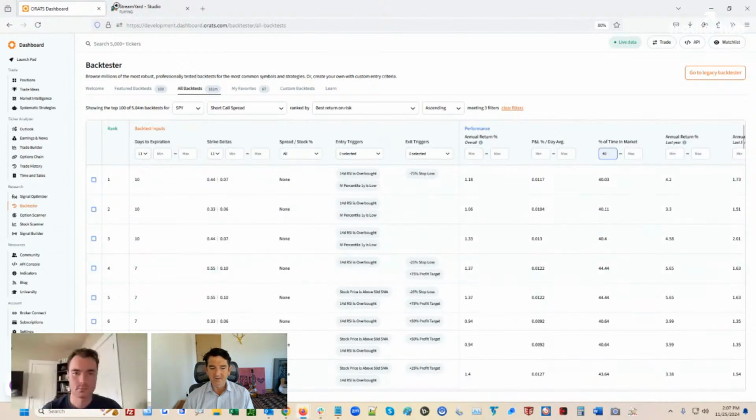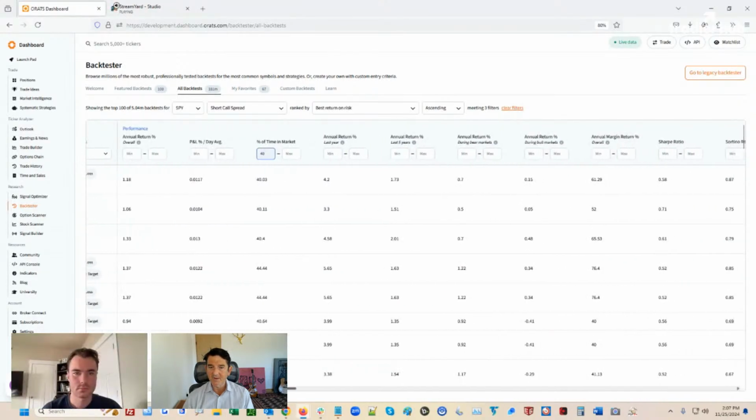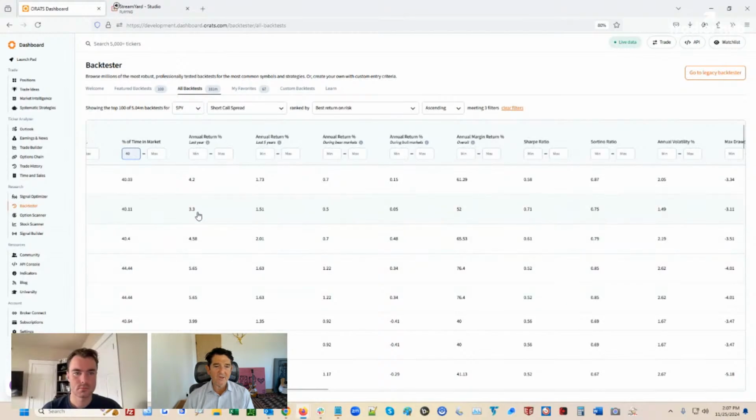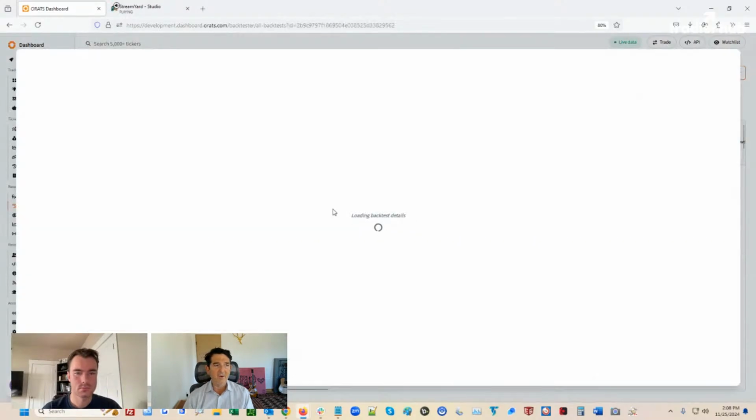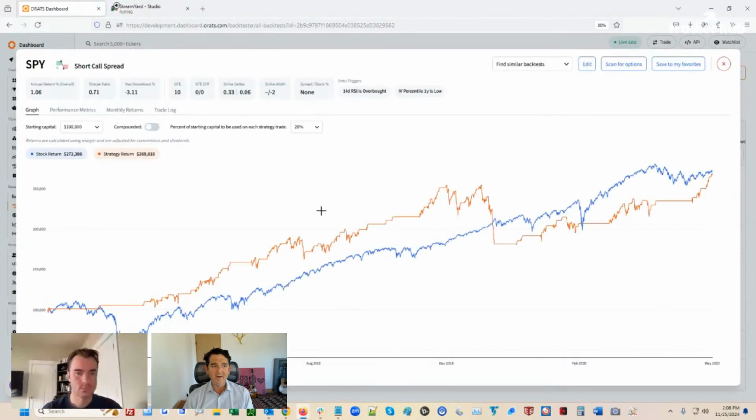And then the nice thing about this is we could look at how it did last year, how it did over the last 5 years, how it did during bear markets, how it did during bull markets, and how it did versus the margin. So that's the margin return, 52%. I think this one looks pretty decent, Tyler. I'm going to click on it and take a more thorough look at it.